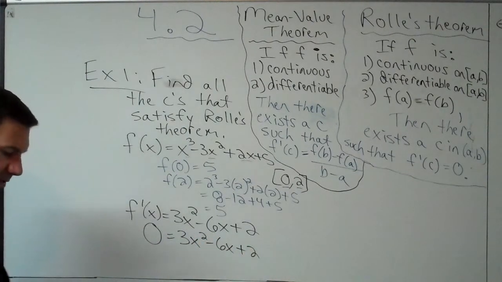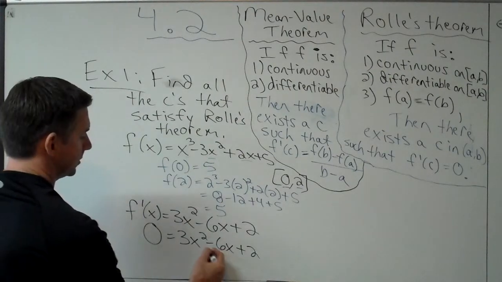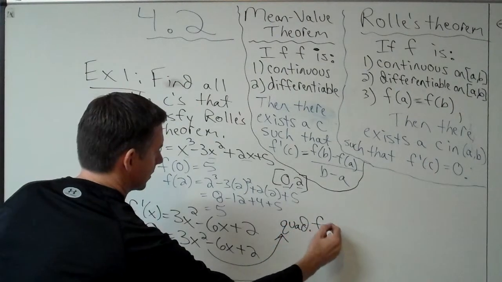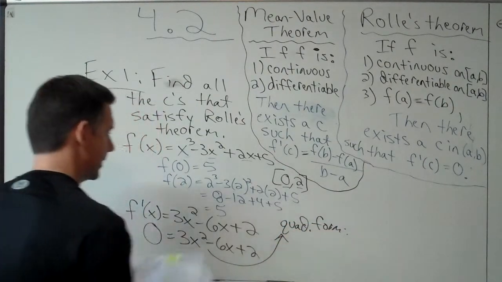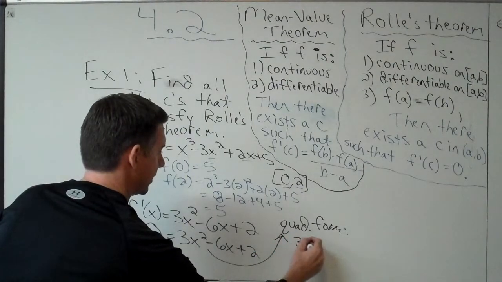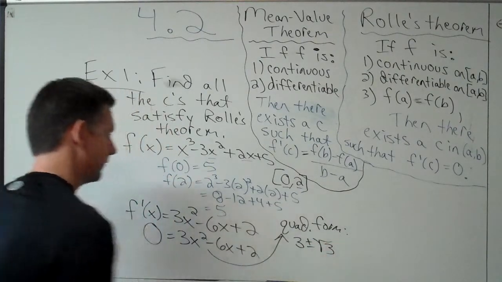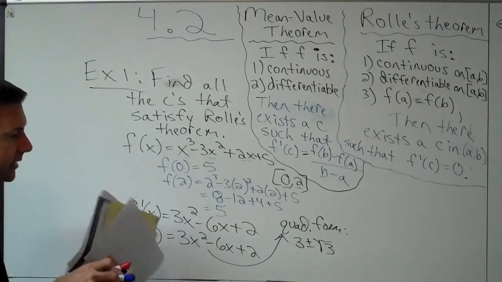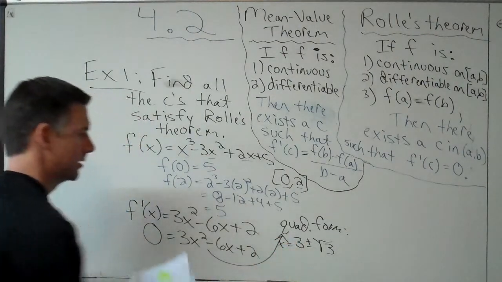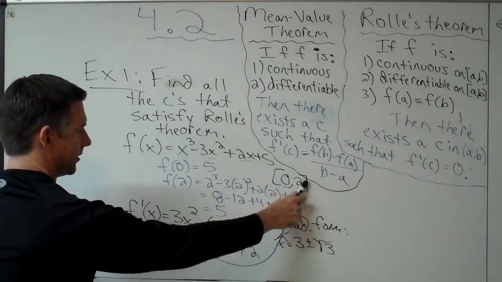And then we would have to use the quadratic formula. So I'm going to assume you guys know how to do the quad formula, and we should get a couple of answers. We get 3 plus and minus square root of 3. Now the only answers we would care about for this are the answers that are actually on the interval from 0 to 2.